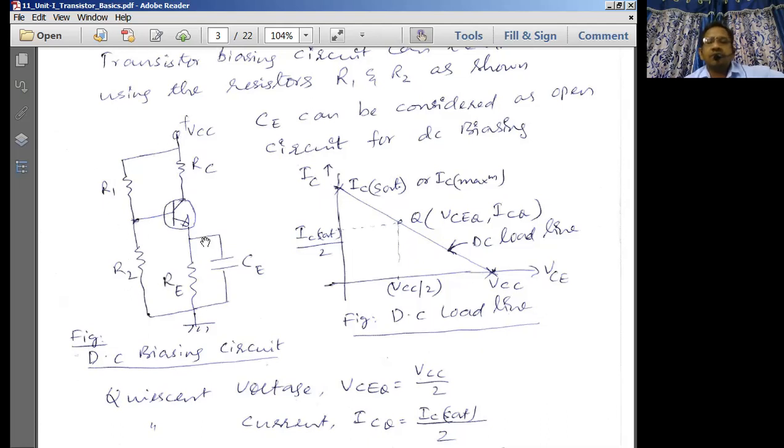The input junction becomes forward biased, and the output junction becomes reverse biased. That means due to proper biasing, the input junction becomes forward biased, the output junction becomes reverse biased, and the Q point is always adjusted at the center of the active region due to the biasing circuit. And due to the stabilization resistor, this Q point always remains at the center of the active region irrespective of changes in temperature. Therefore this RE is known as the stabilization resistor, and R1 and R2 are known as the biasing resistors.